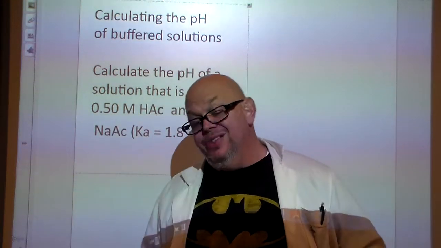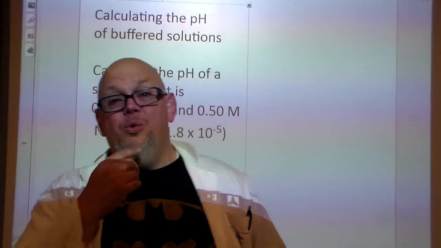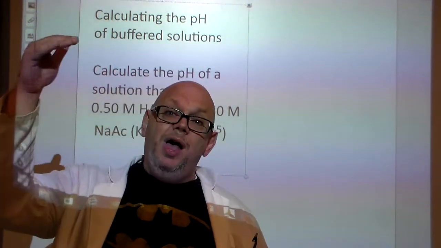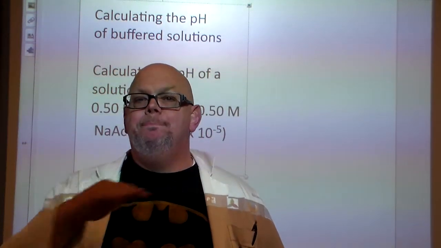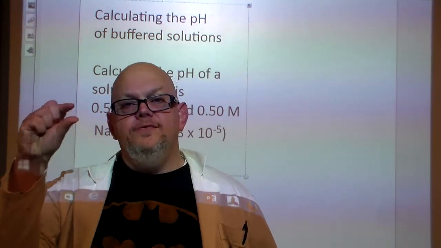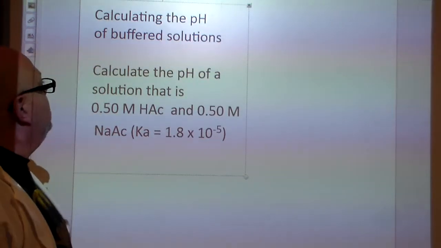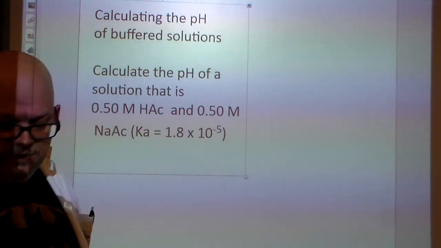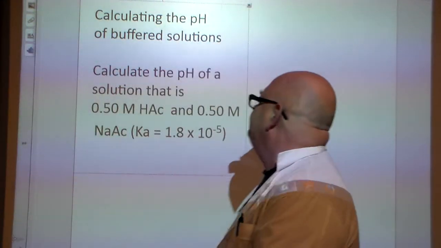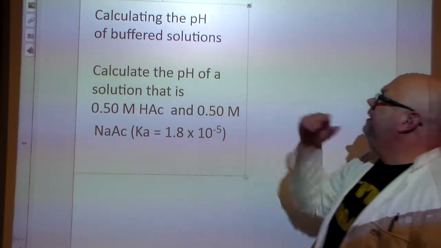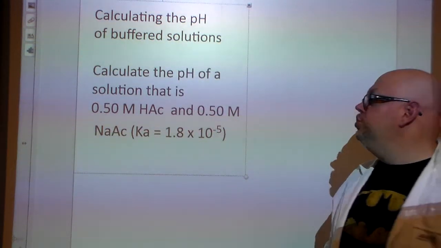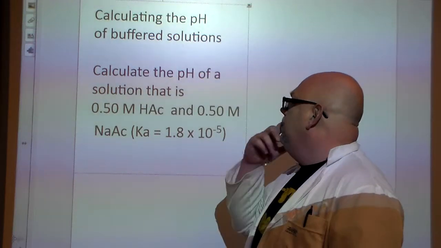But there's also buffer in the blood, because you don't want your blood's pH to go too high or too low, because that would be bad for us. We have a very narrow range for that. But I'm here today to talk about some solutions, and we're going to calculate the pH of buffered solutions. We're going to do two of them.